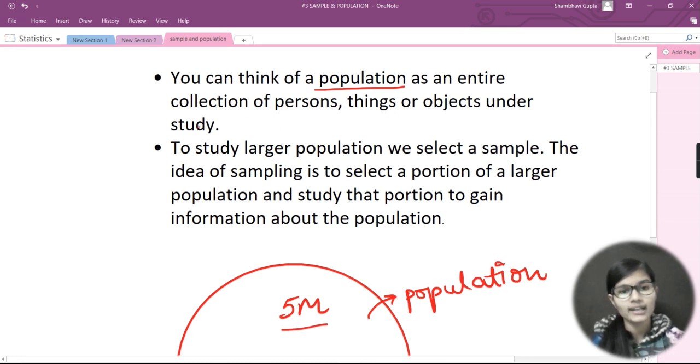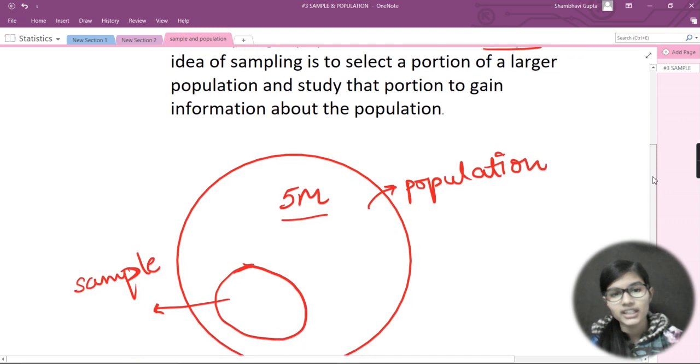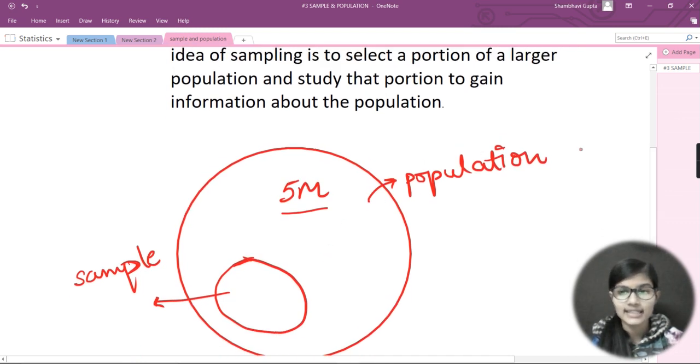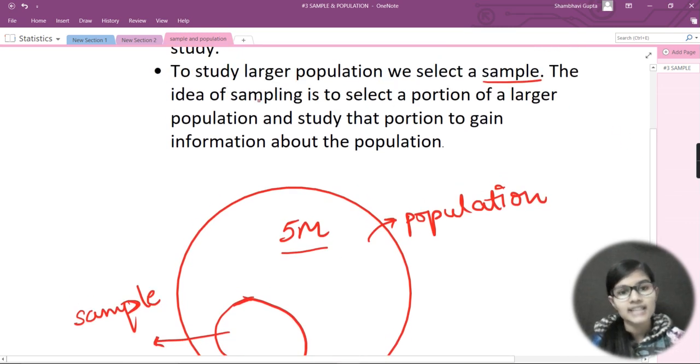Next, what I wrote here is that to study a larger population, we select a sample. This is what I did here. I selected a sample. The idea of sampling is to select a portion of a larger population and study that portion to gain information about the population.